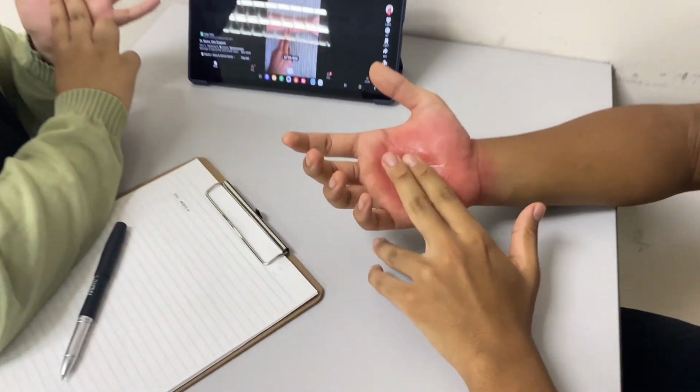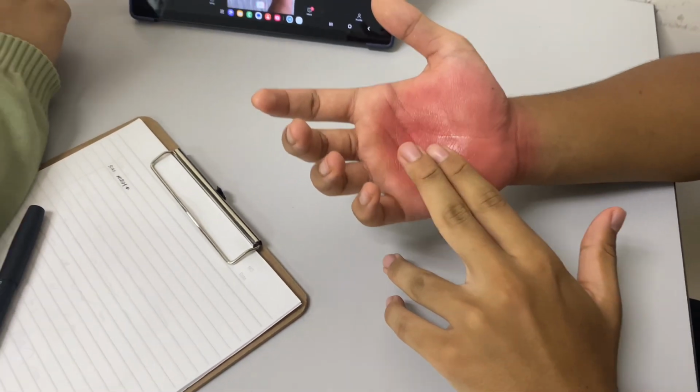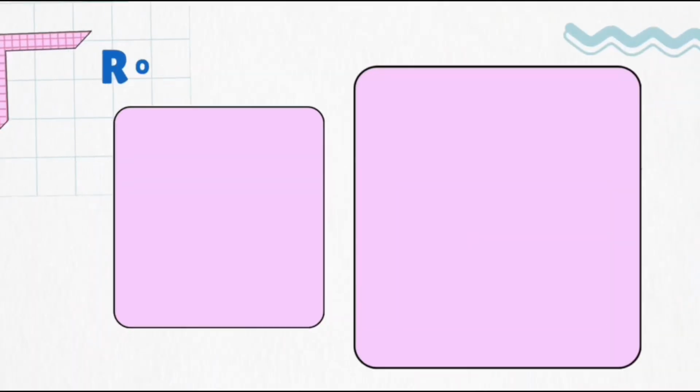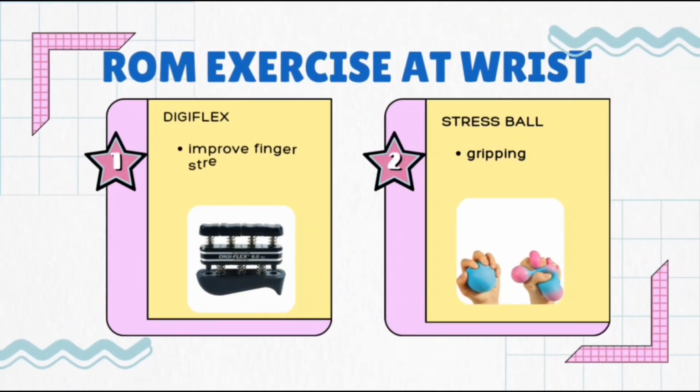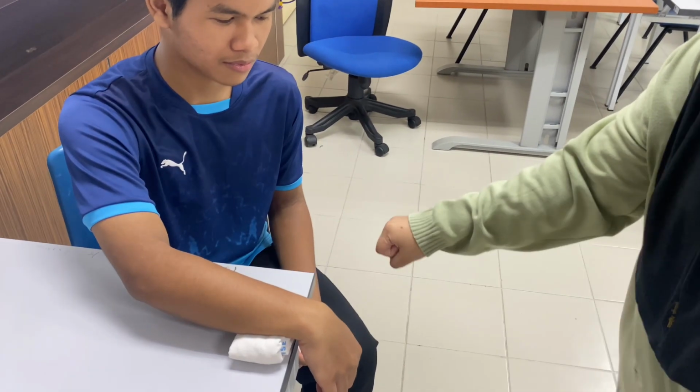For joint range of motion, the therapist suggested that Mr. H use several tools to improve the function of his hand. Among these tools are the DigiFlex and a stress ball. The DigiFlex is used to improve finger strength, flexibility, and forearm strength. Meanwhile, the stress ball is used for enhancing gripping ability.